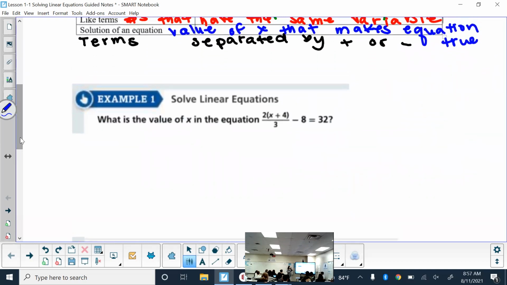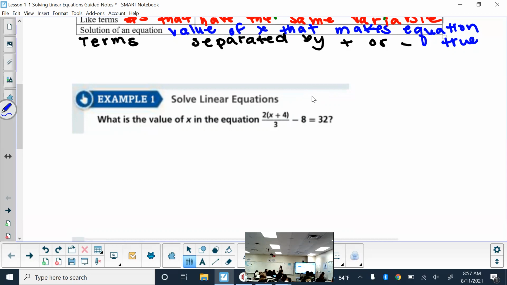All right, solving linear equations. What's the value of x in this equation? Notice we do have more than 2 steps here, but it's the same structure as what we did yesterday. We're still doing order of operations backwards, or in other words, getting rid of what's farthest from the x.